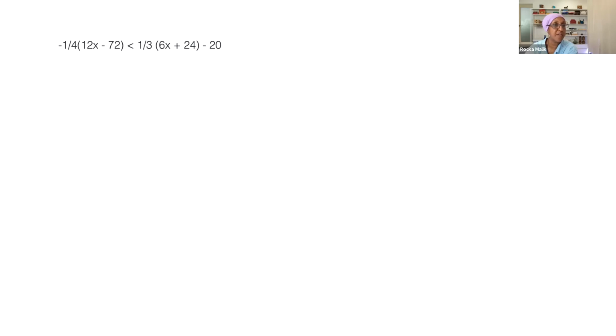Negative 1/4 times (12x minus 72) is less than or equal to 1/3 times (6x plus 24) minus 20. Perfectly legal question. It just has a lot of stuff.